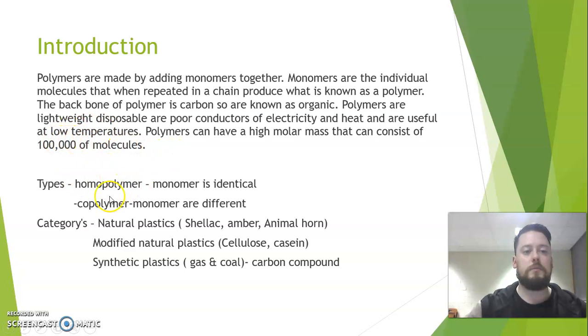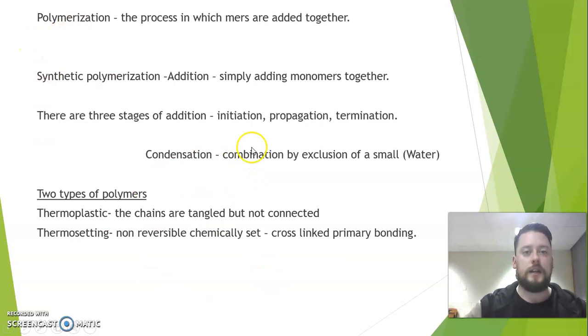There's 2 types, homopolymer and copolymer. You can see the difference between them there, and you can see the categories of the plastics. Here's a bit more information about different types of plastics. Obviously 2 types of polymers, thermoplastics and thermosetting. You can see the difference between the 2 of them there.